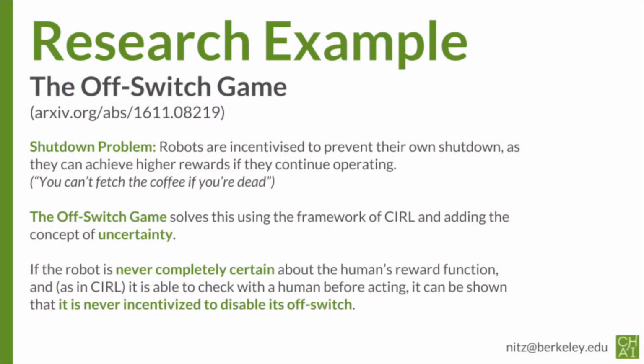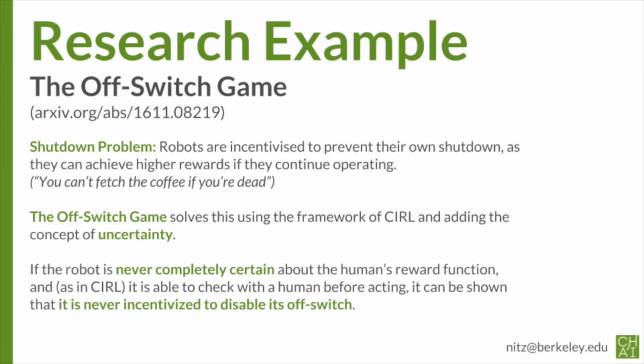cooperative inverse reinforcement learning. And as a second and final example, the off-switch problem, or the off-switch game, it turns out that robots have an incentive to stop you disabling their off switch. In the framework of cooperative inverse reinforcement learning, you can actually solve this problem by giving the robot uncertainty around its objectives. If the robot is never completely certain about the human's reward function, then it is able to check with a human.